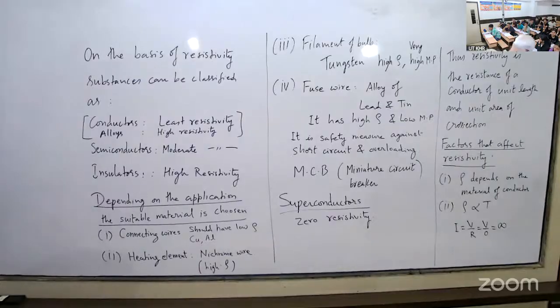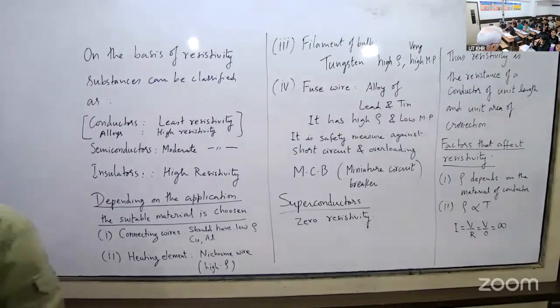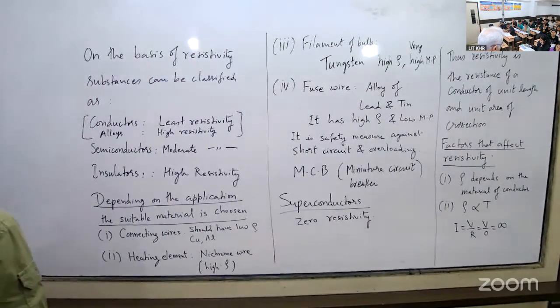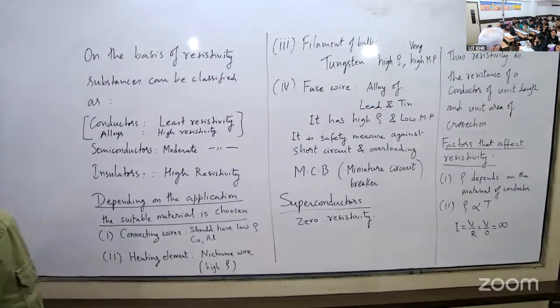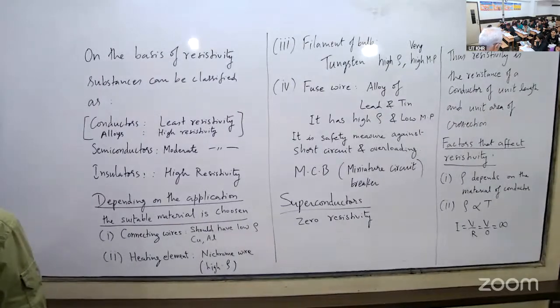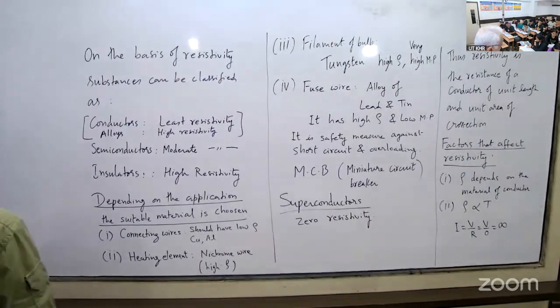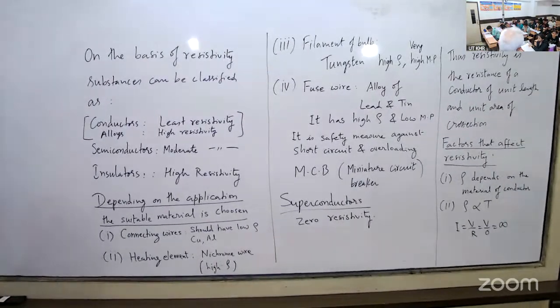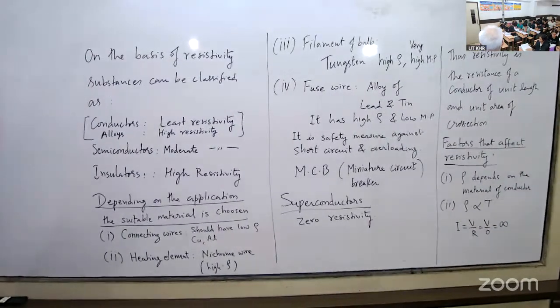Okay. So that's about superconductors. Some examples of superconductors are mercury, right? Mercury behaves as a superconductor at around 4 Kelvin. In your book, you will see the example. It's not mentioned here.